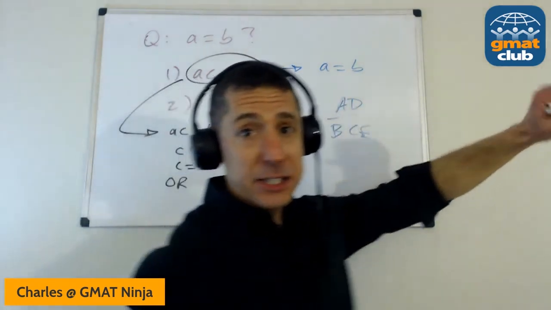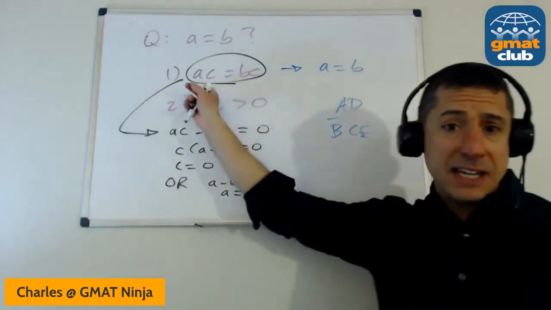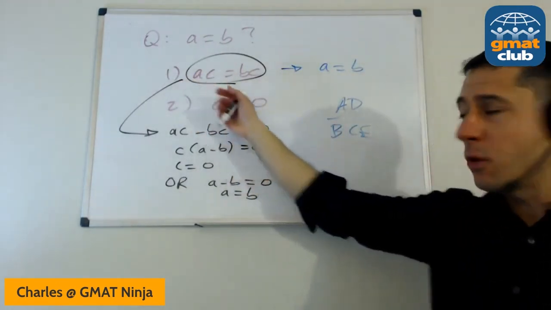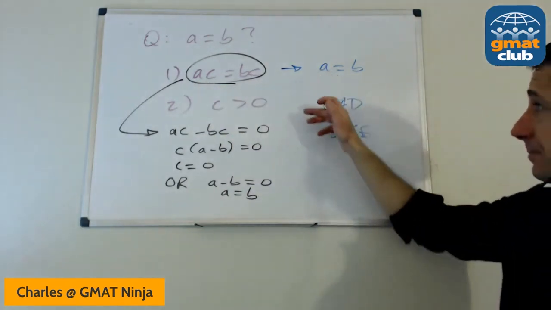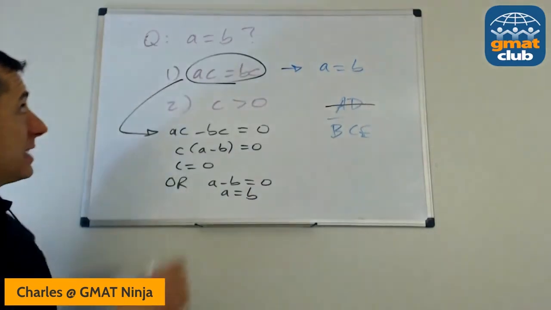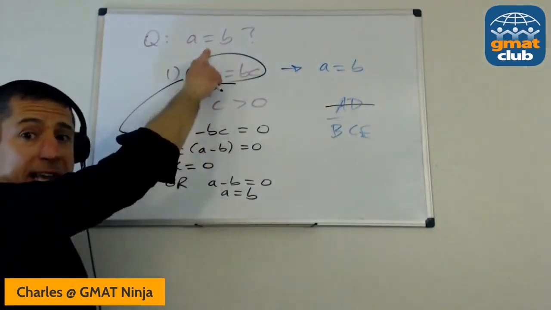Don't do that automatically. Do it thoughtfully. If you can factor instead, that's just safer. Again, not necessarily necessary, but it's going to be safer for you. So that is not sufficient. Statement 2, obviously by itself, doesn't do anything for you. C is greater than 0. What does that tell me about whether A is equal to B?